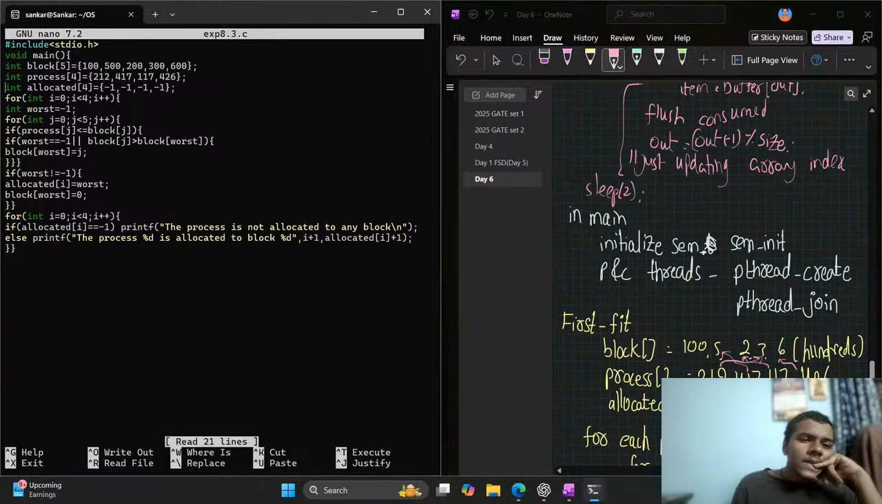The worst is taken as -1, and if the process is smaller than the block, and the worst is -1, or there is a block that is greater than the worst, you update the worst with J. The worst. Oh wait. Block of worst.